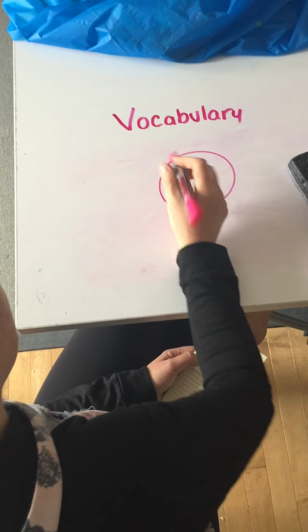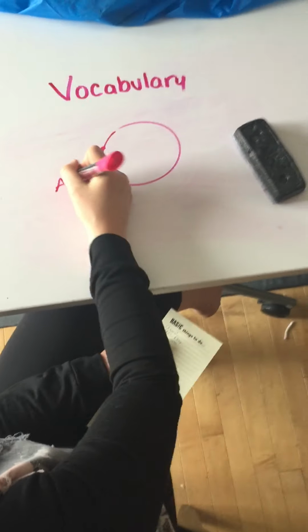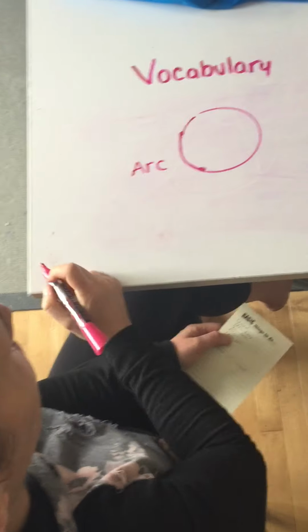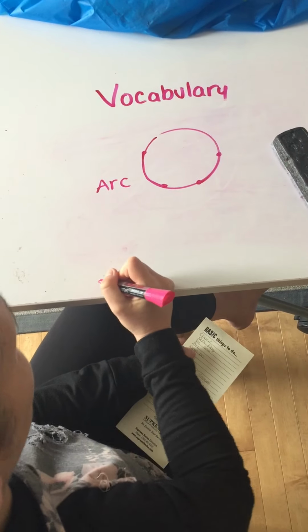An arc is any section on the circumference of the circle. So any section, that is an arc. This is an arc.